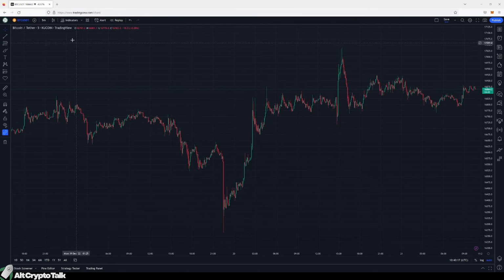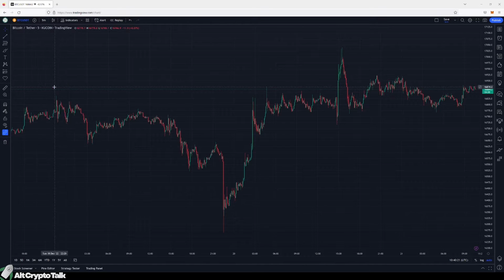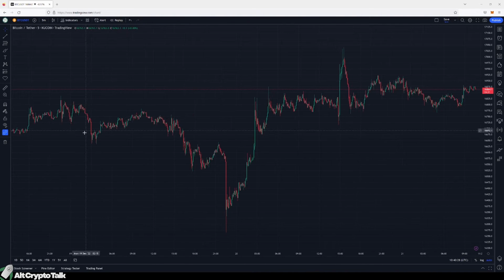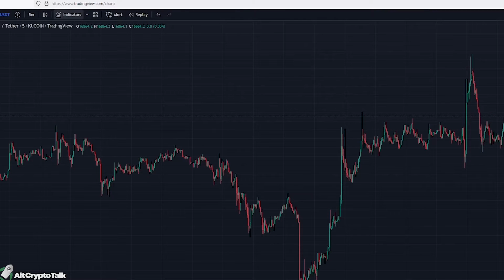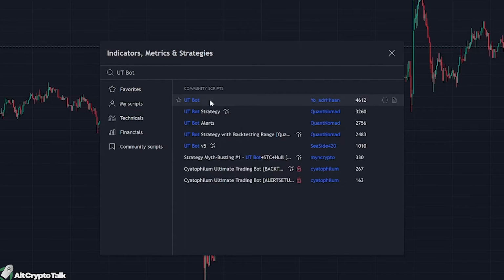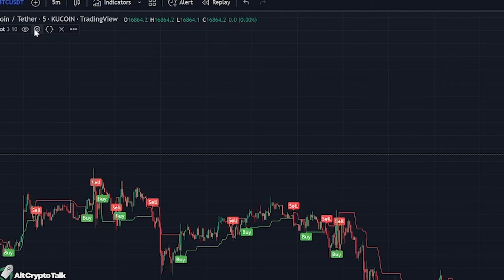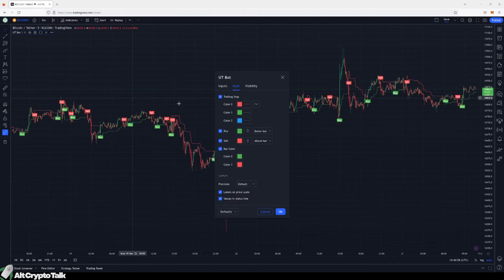Now, the time frame that we're going to use is 5 minutes, and the website that we're using today is TradingView, where you're able to plot charts and get indicators. So let's go to the chart and see what indicator I'm talking about. First of all, go to indicators and search for UT-bot. Click the UT-bot one, and then in the top left, click the little gear icon to change the settings.